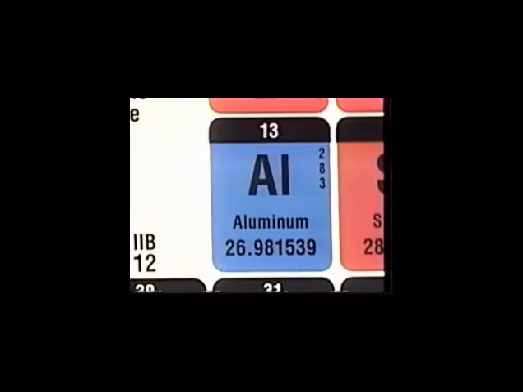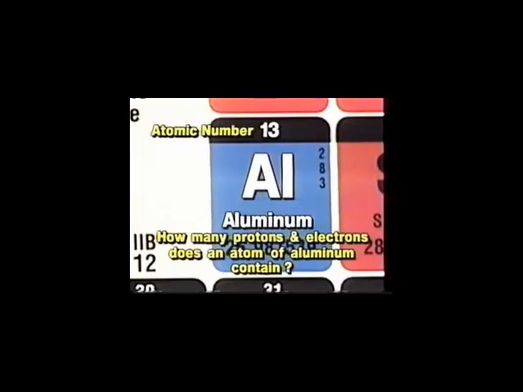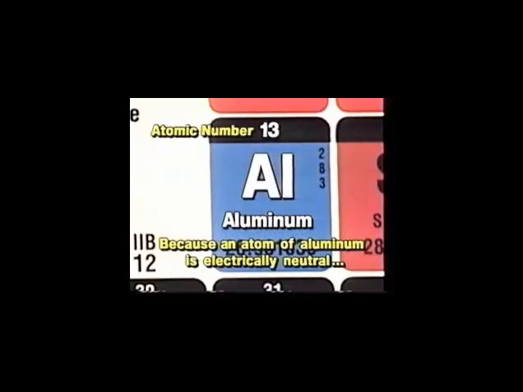Now consider this. If the element aluminum has an atomic number of 13, how many protons and electrons does an atom of aluminum contain? Remember, because an atom of aluminum is electrically neutral, it must contain exactly the same number of electrons as protons. That is, 13 electrons and 13 protons.